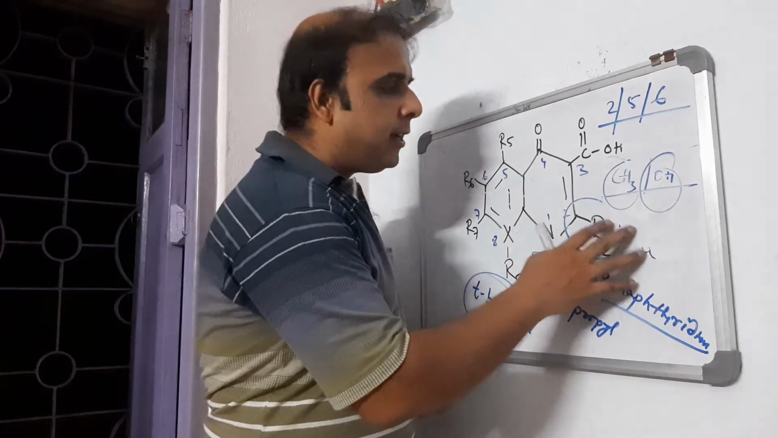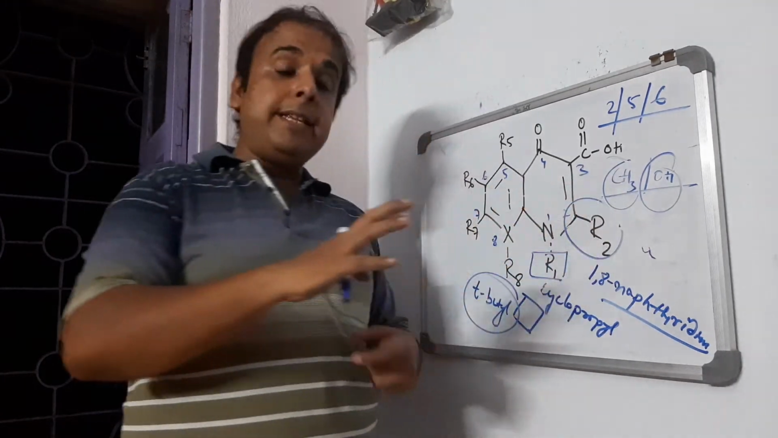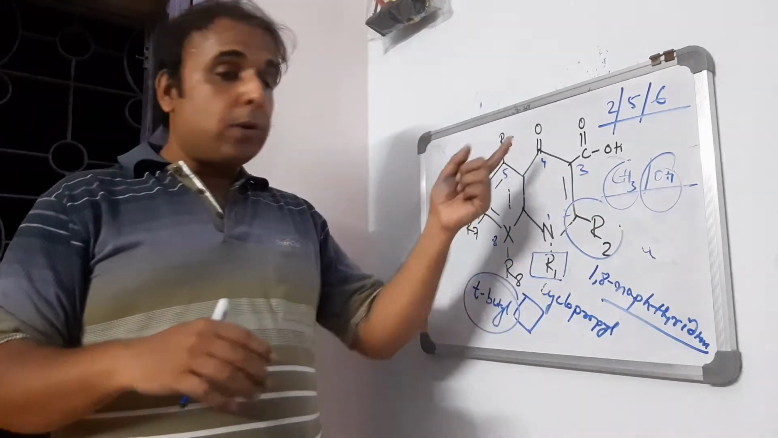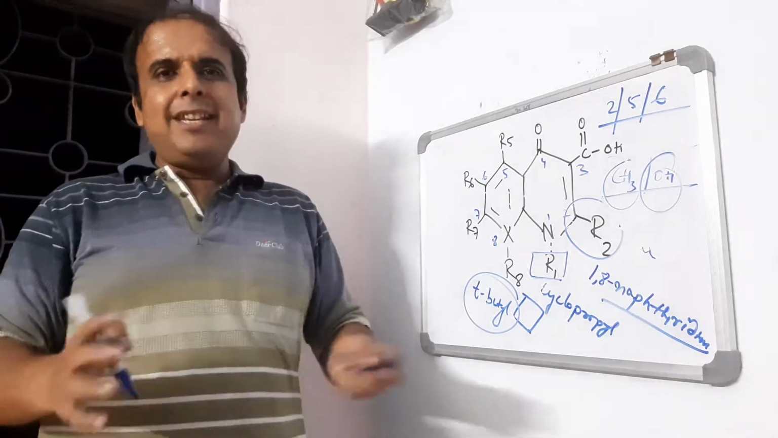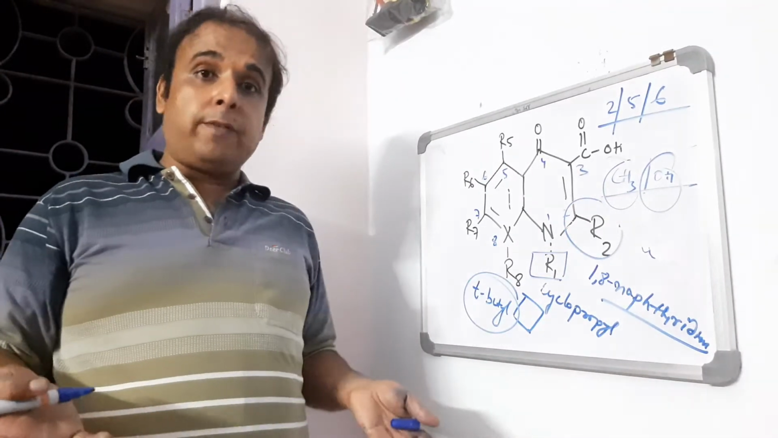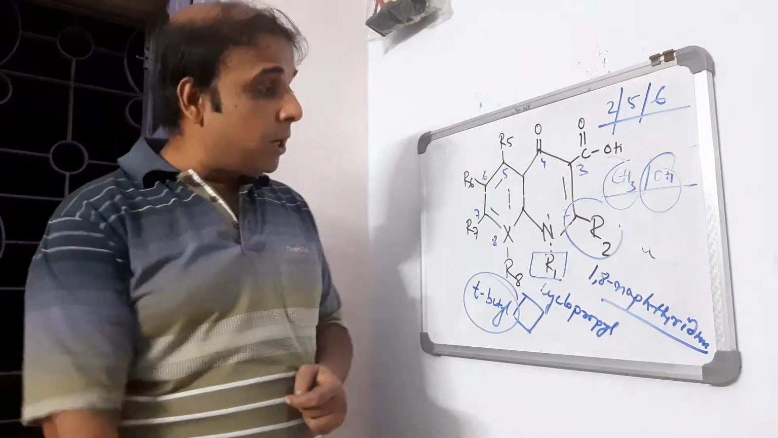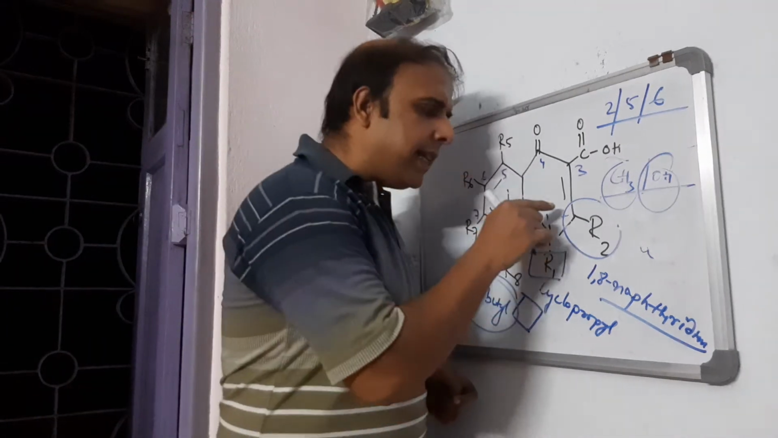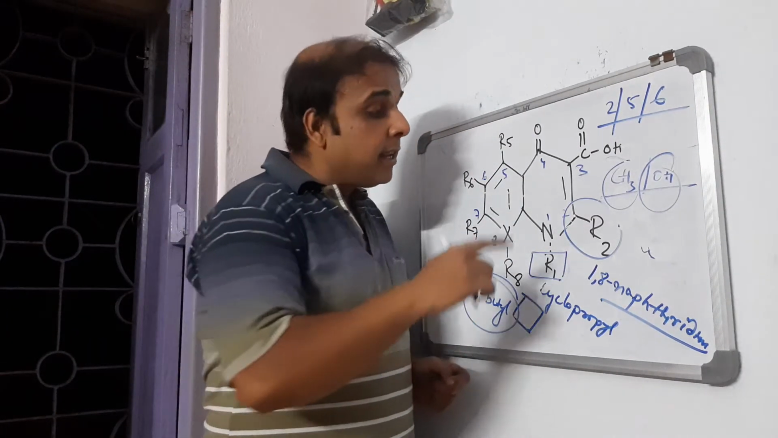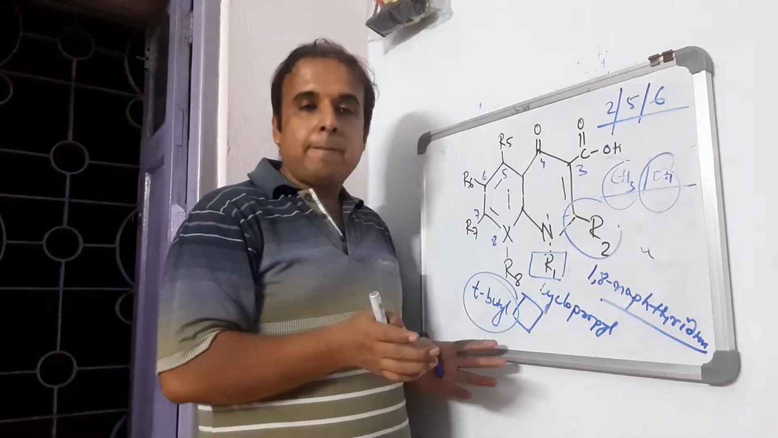So insertion of a substituent at this position, that is at the second position of the quinolones, leads to loss of activity. There is no improvement or retention of activity. But sometimes it is observed that the first nitrogen and the second carbon have been cyclized.